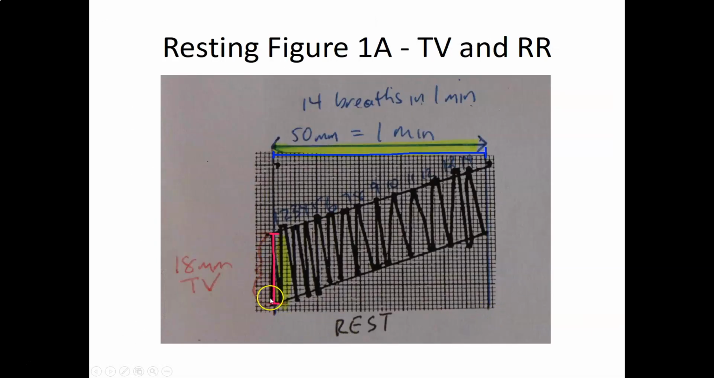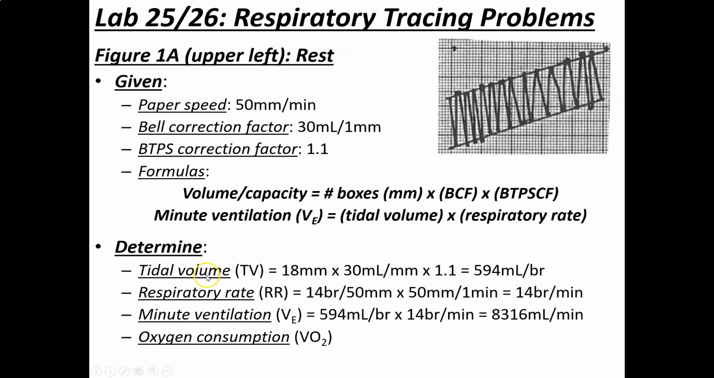That's 18 millimeters, right? And so that's my tidal volume. But that doesn't make any sense to us because we don't measure this in millimeters. We need it in mLs. So to get to that, we're going to take 18 millimeters times our Bell correction, 30 mLs per millimeter, so that's 540, times 1.1, so that's just going to add 10 more percent, so that's going to add another 54. So 540 and 54 is 594 mLs per breath. So that's my tidal volume.